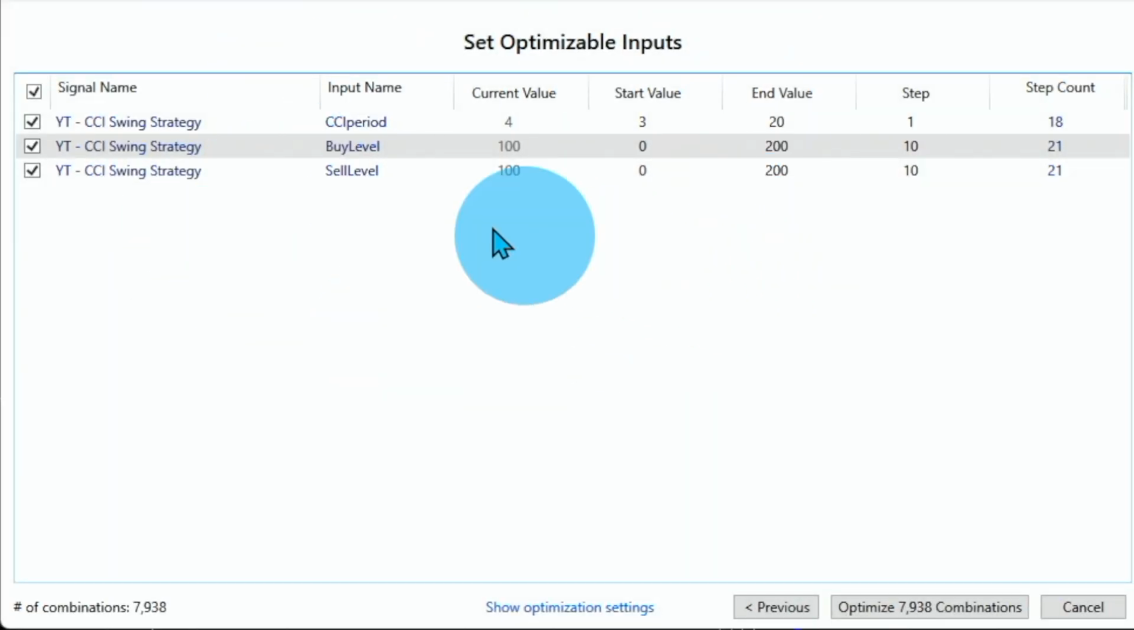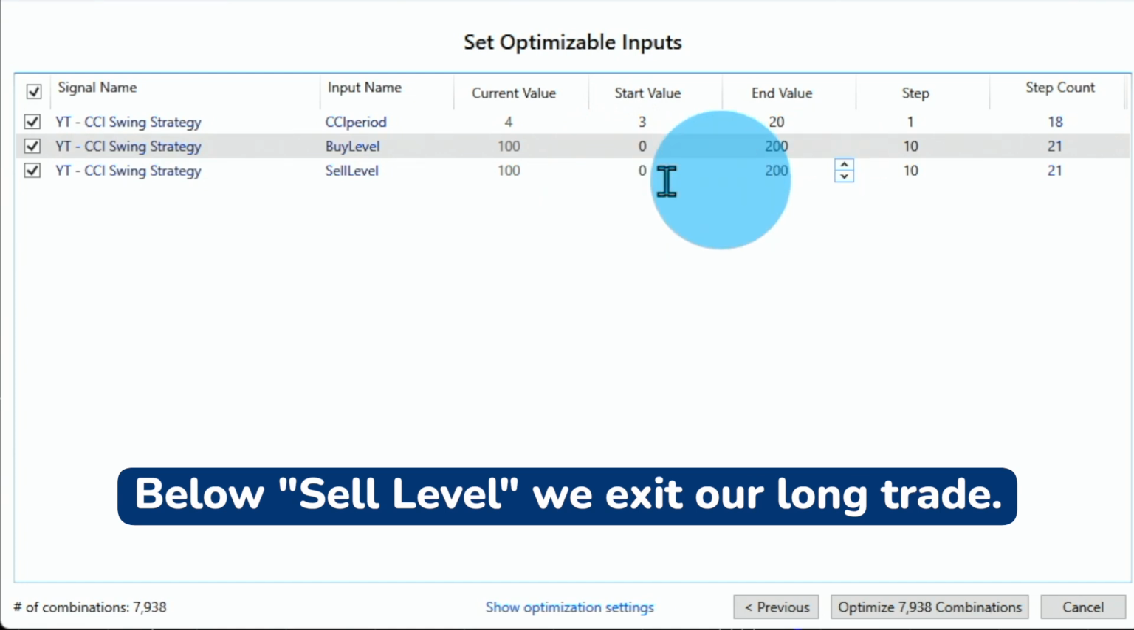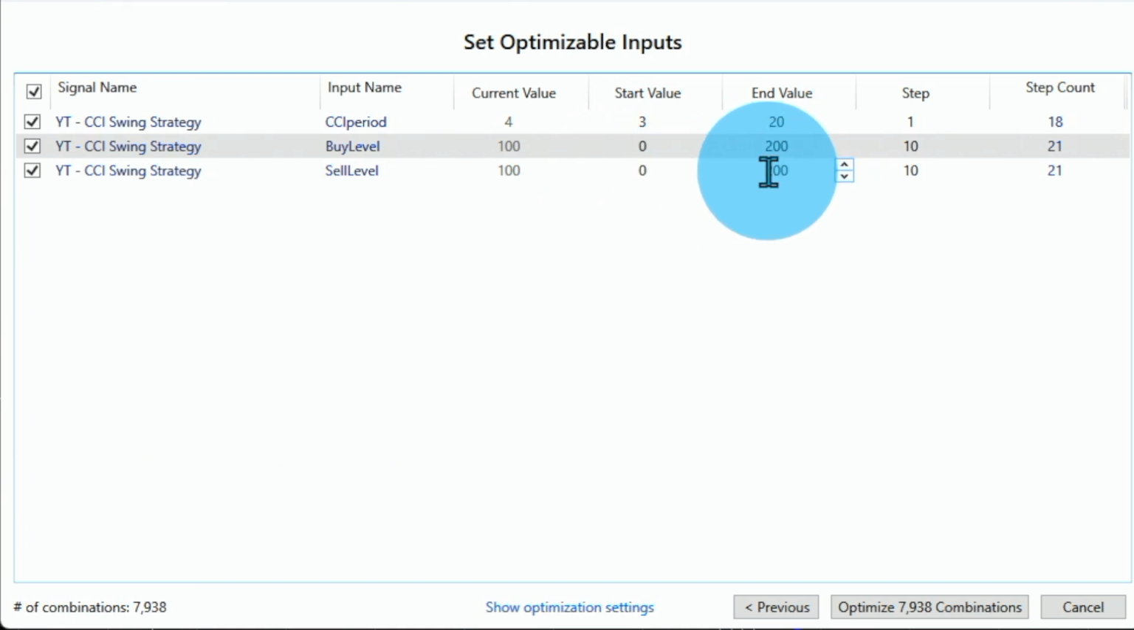So we will optimize our strategy for the look back period 3 to 20, step 1, and for the buy level, which is this guy, from 0 to 200 in steps of 10. That means we will test 10, 20, 30, 40, and so on. When the CCI is above this level, we will go long, and when it's below this level, we will go short. Now you can see this is also positive because in the code, I flip it to negative. Otherwise, this should be negative when the CCI is below minus 20, minus 30, minus 40, and so forth. So overall, we have about 8,000 combinations.